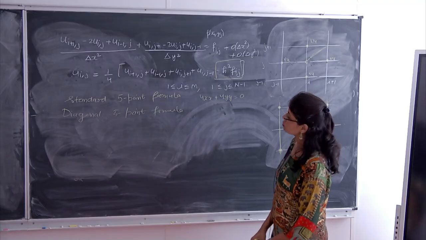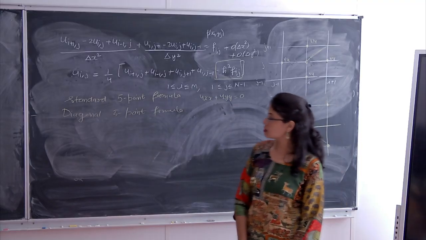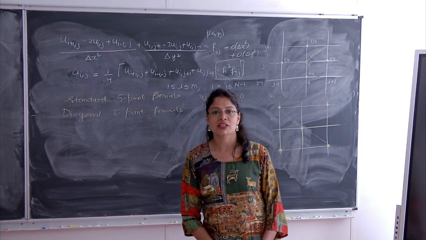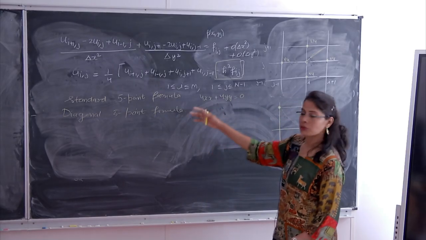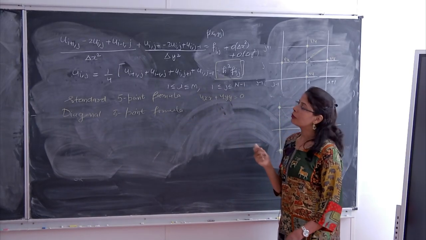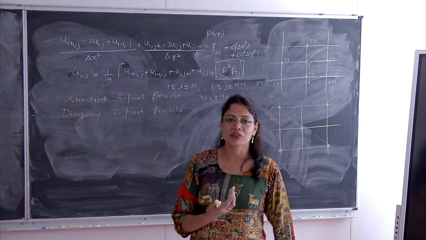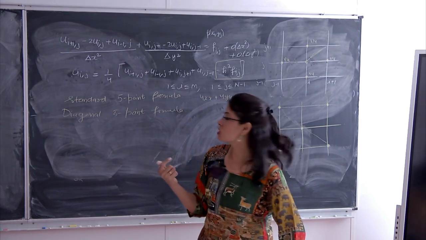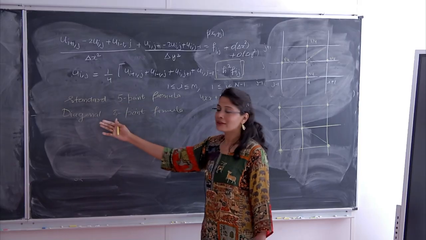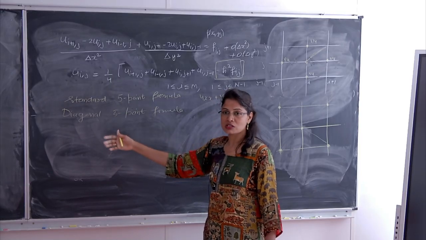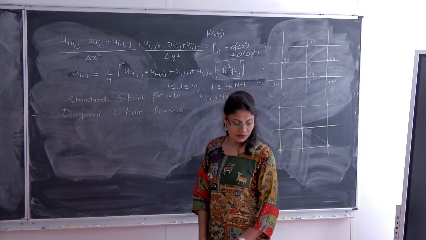So let us first move to the next method. I will explain this idea with the help of one example, because I am going to give you an idea about 5 different methods. Two are here, which are the standard 5-point formula and the diagonal 5-point formula. Let us do this first, then we will move to the other methods, fine.